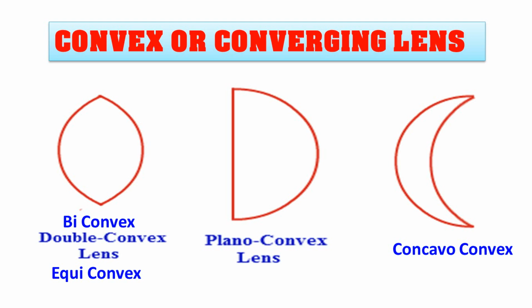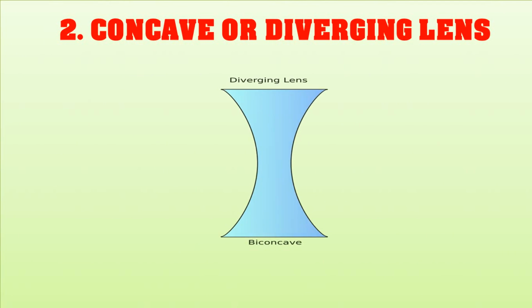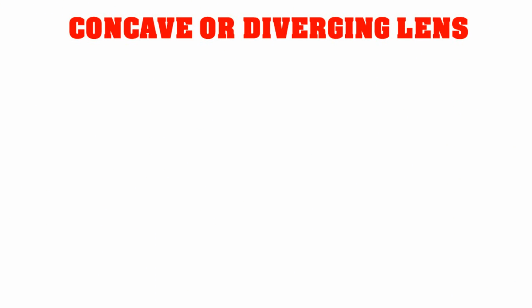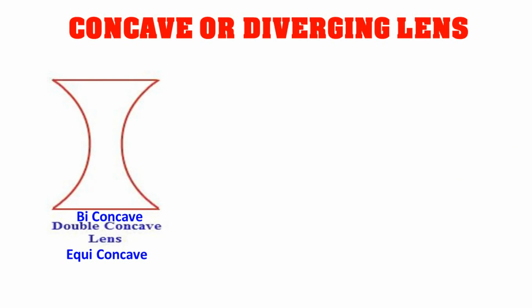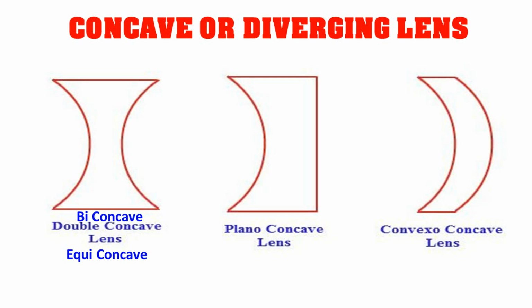Now the second type of lens is concave lens or diverging lens. A concave lens is thick at its periphery and thin in the middle. A concave lens may be of three types. Number 1. Biconcave or double concave or equiconcave. Second type of concave lens is plano-concave. And the third type of concave lens, convexo-concave.